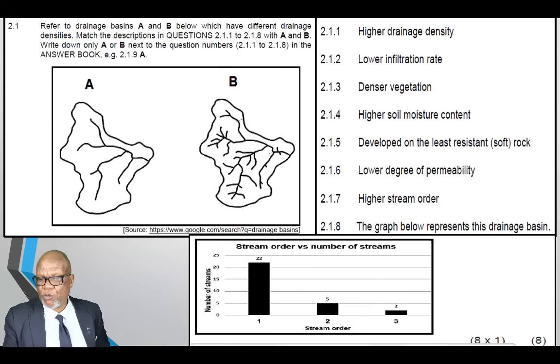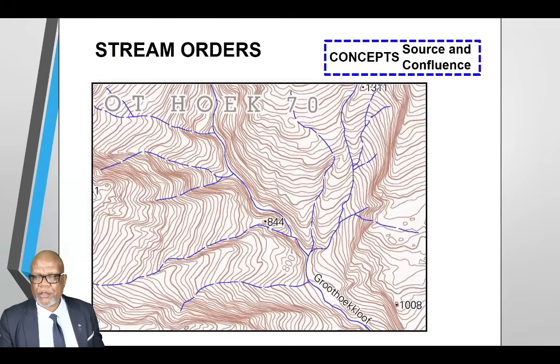High stream order: there are more streams here than here, and therefore it will result in higher stream order. The graph below represents this drainage basin. Which graph here will represent this drainage basin? Graph 1 will represent drainage basin B, and this graph will represent drainage basin A.